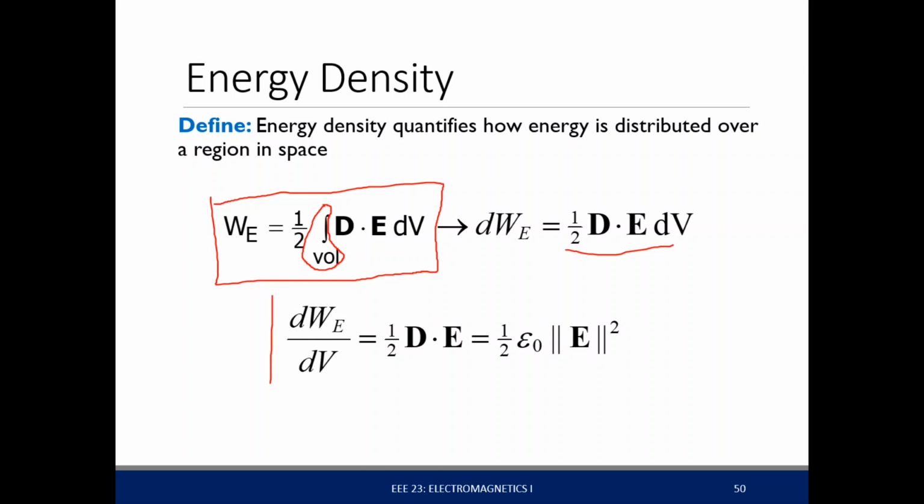And we want to get the derivative of your work with respect to space, your very small volume. It's equal to 1/2 D dotted to E, or 1/2 epsilon sub 0 multiplied to the norm of E squared, or the magnitude of the electric field squared. So this is the energy density, the expression for the energy density due to the presence of an electric field.